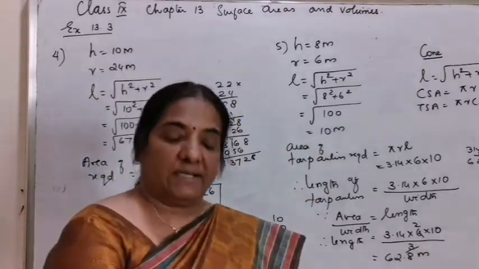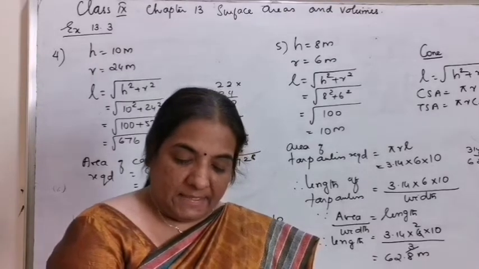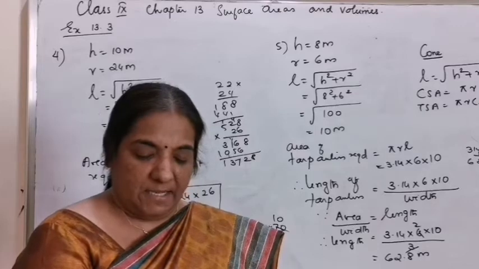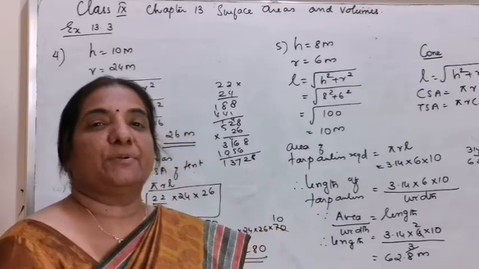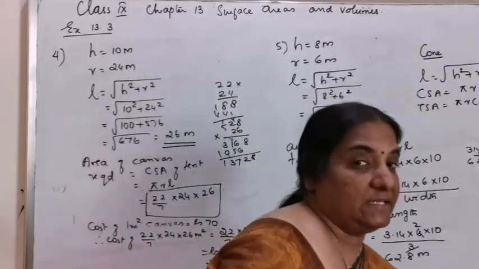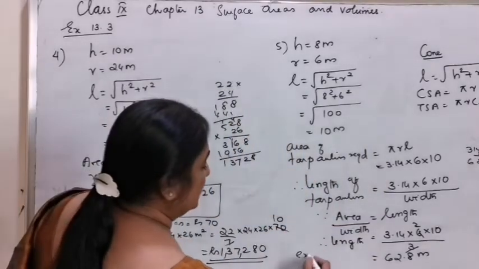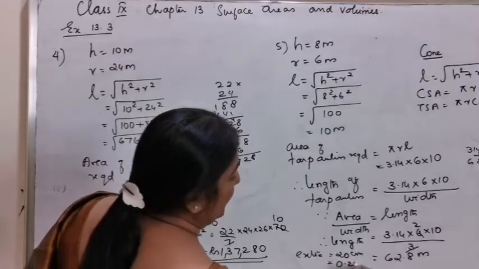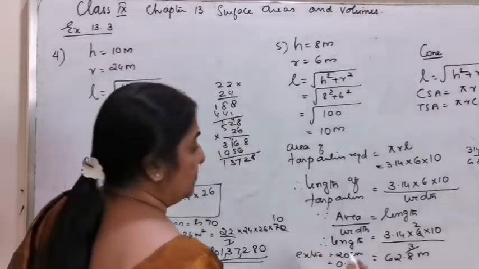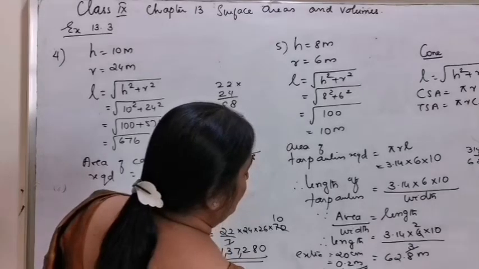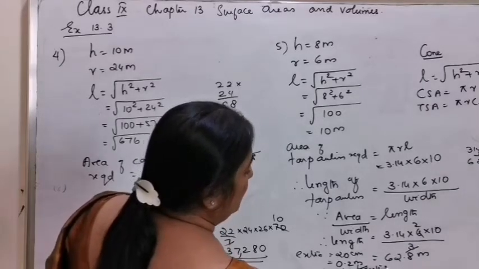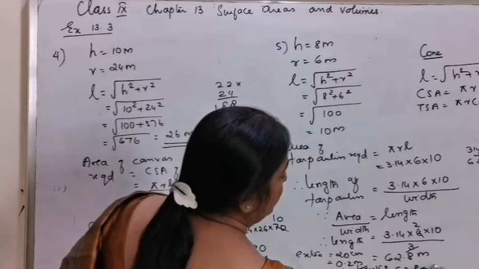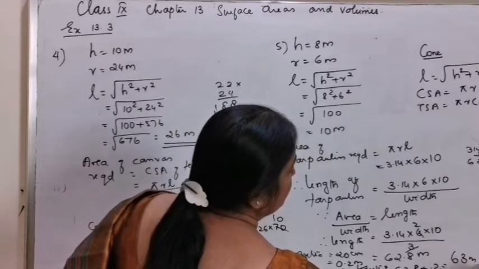Now, one extra condition is given here, and assume that an extra length of material that will be required for stitching, margins and wastage in cutting is approximately 20 centimeter. So the extra length is 20 centimeter, which is the same as 0.2 meter. So what is the total length? Therefore, the total length of cloth is equal to 62.8 plus 0.2, that is 63 meter.